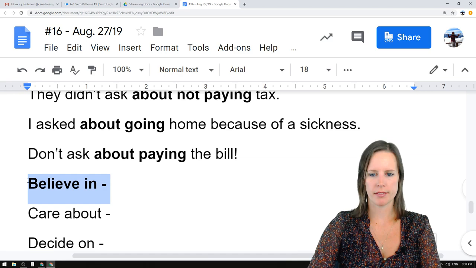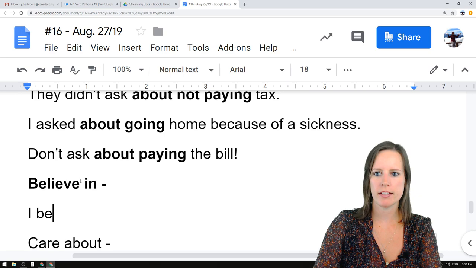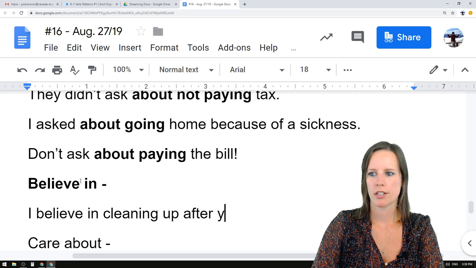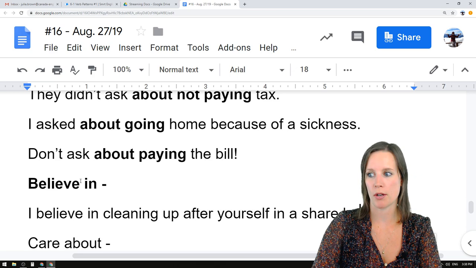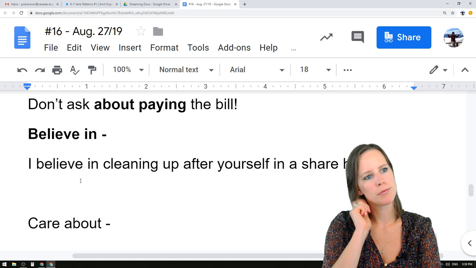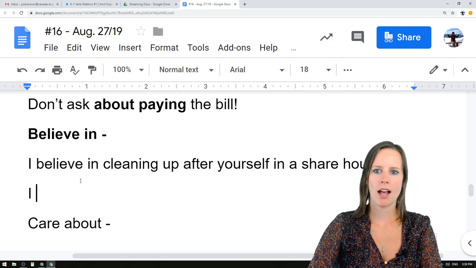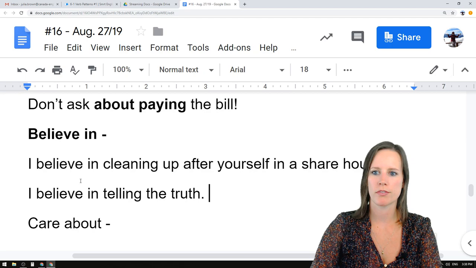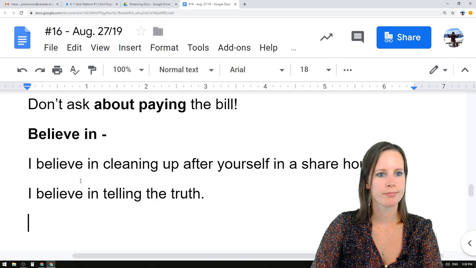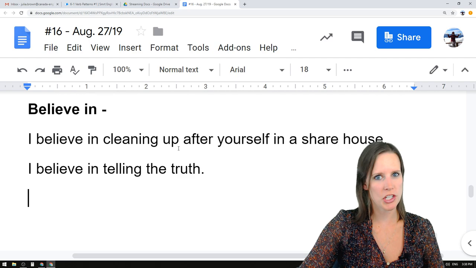Believe in. What do you guys believe in? I believe in cleaning up after yourself. In a share house, for example. I believe in cleaning up after yourself in a share house. What do you guys believe in? I believe in telling the truth, for example. What do you all believe in? Using a gerund after in. You need to use a gerund.